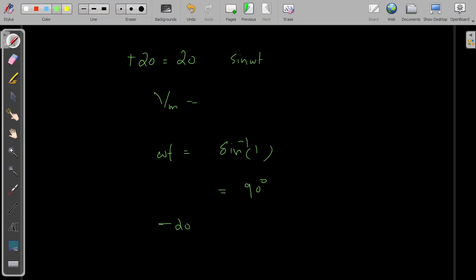and minus 20 is equal to 20 sine omega t implies omega t equal to theta is equal to sine inverse of minus 1, that is equal to 3 pi by 2. Right, yes. So we have solved the two questions.